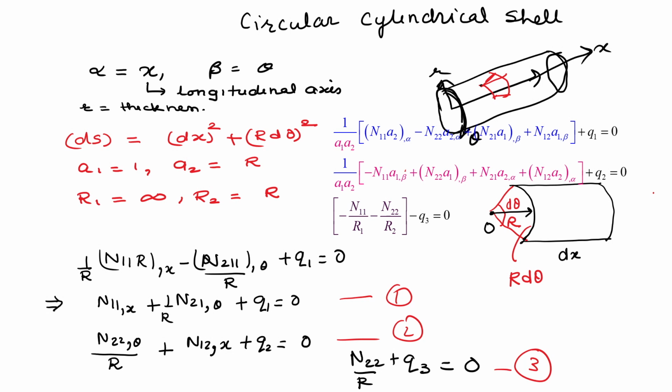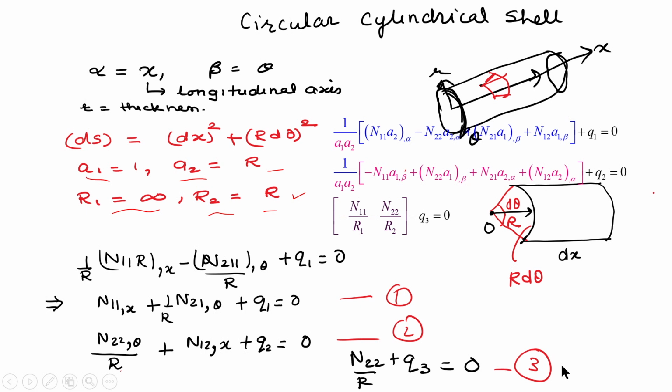Similarly, consider the governing equations for a circular cylindrical shell: A1 is 1, A2 is R, R1 is infinity, R2 is R. If you substitute these expressions, we obtain three equations. The first equation is n11 comma x plus 1 by r n21 comma theta plus q1. The second equation is n22 comma theta by r plus n12 comma x plus q2, and the third equation gives you n22 by r plus q3 equal to 0.